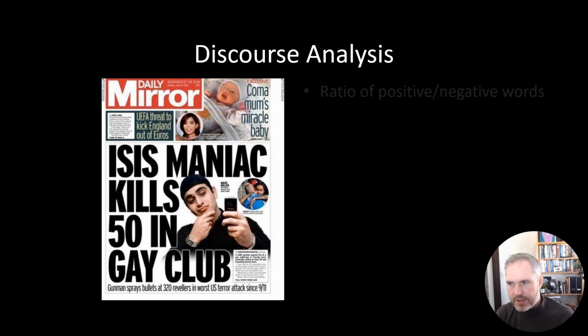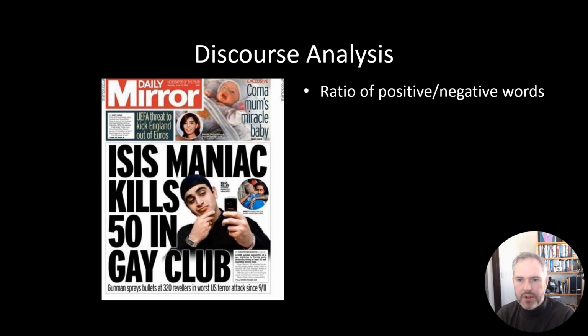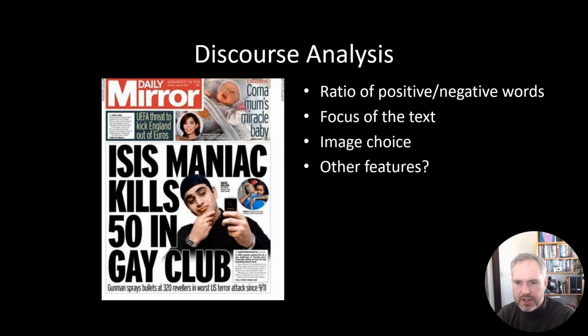But let's look at the story from a linguistic point of view. What's the ratio of positive to negative words on here? What's the focus of the text? What's the image choice? Can you see any other features about this that are strange or unusual? Probably the answer is no, right? I mean, this just looks like a horrible story, but it just looks like a normal newspaper. What's wrong with that? You wouldn't really see anything special there.